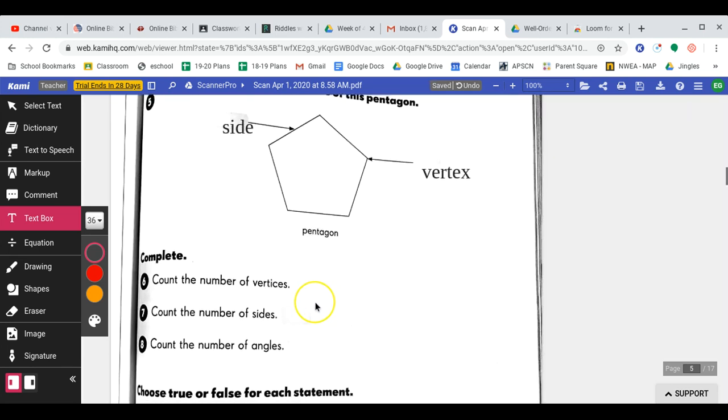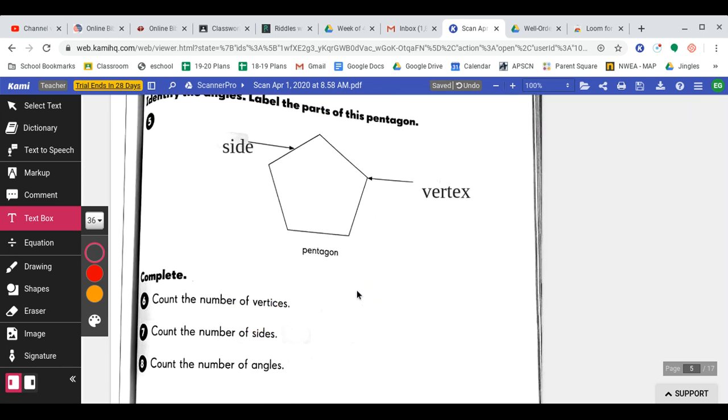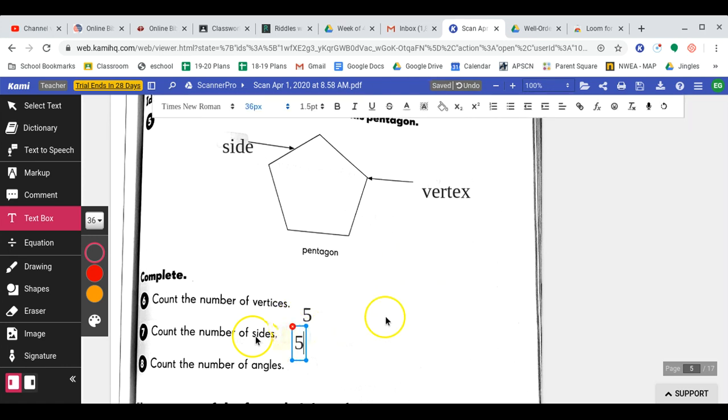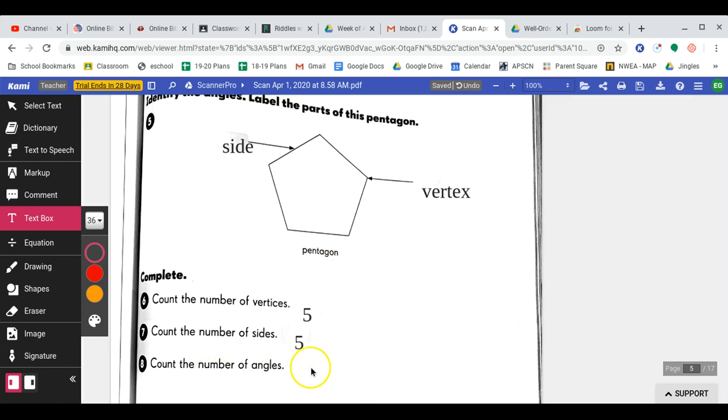Okay. Now count the number of vertices, and what do you get? 5. How many sides are there? Also 5. Usually it's going to be the same number. Count the number of angles on the inside. 5.